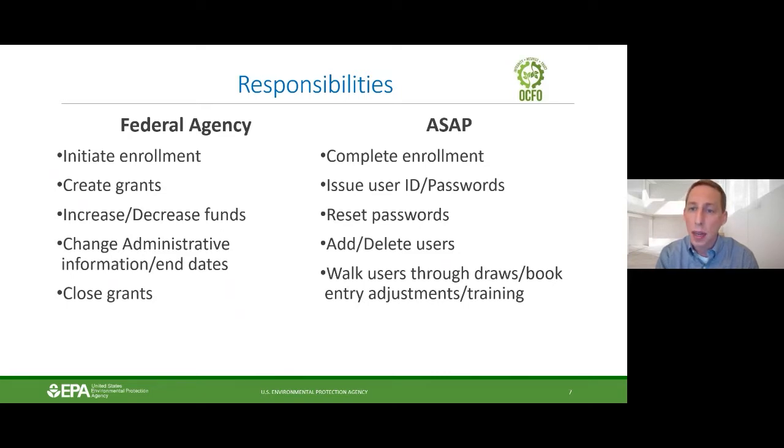As far as ASAP's responsibilities, ASAP completes the enrollments that the federal agencies initiate. ASAP also issues user IDs and passwords to recipients. ASAP is in charge of resetting passwords for their system. ASAP can also add and delete users in their system. And ASAP also provides users with walkthroughs on how to conduct draws, how to do book entry adjustments, and other training.